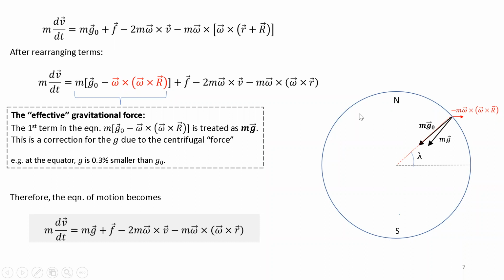Therefore, from now on, I will write the equation of motion in this form. We understand that the capital R is basically hidden in this first mg term.